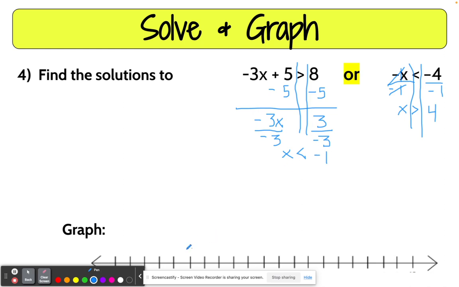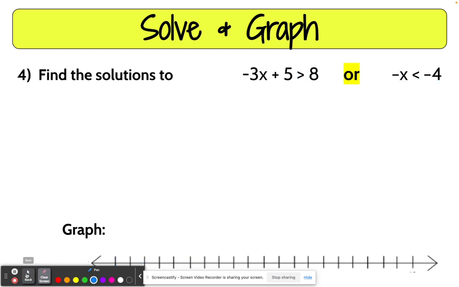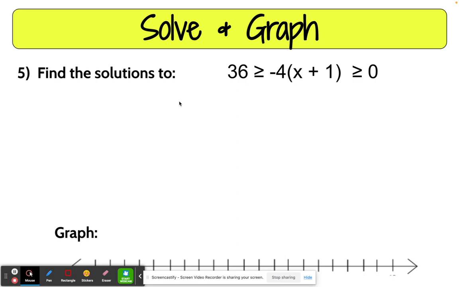So let's graph it. At negative 1, I put that negative 1, 0, 1, 2, 3, 4. I don't know why. Sometimes I'm precise, sometimes I just am random. At negative 1, I'm going to have an open circle, and my solution is all numbers less than negative 1. At 4, I will also have an open circle, and all numbers greater than 4. That's it. Next example.